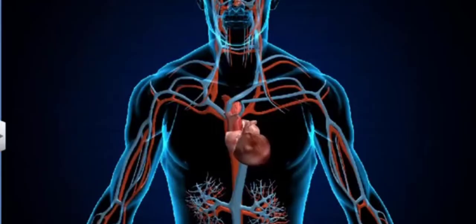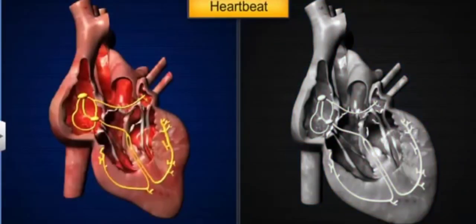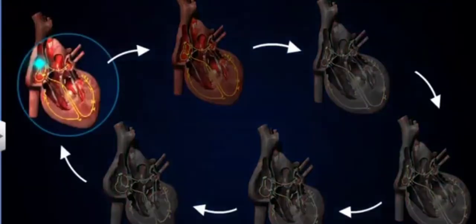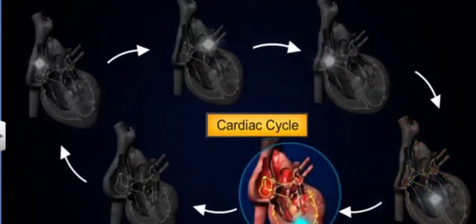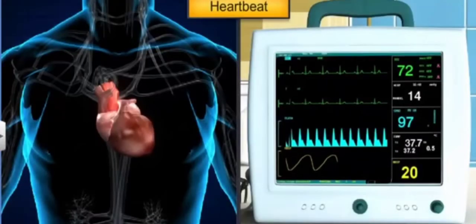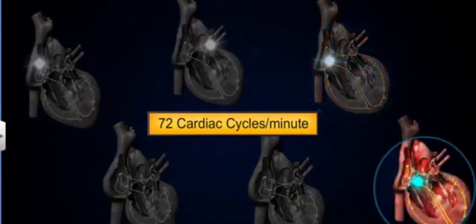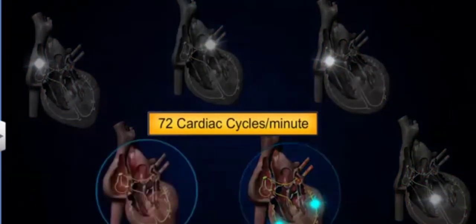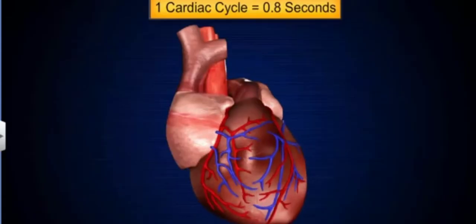When the heart pumps blood, a heartbeat is generated by the systole or contraction and diastole or relaxation of the chambers of the heart. A heartbeat involves a sequence of events called the cardiac cycle. On average, a heart beats 72 times per minute, which means 72 cardiac cycles per minute. Thus, one cardiac cycle takes 0.8 seconds.